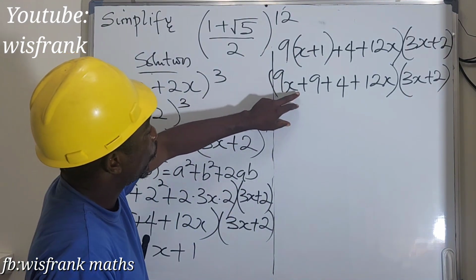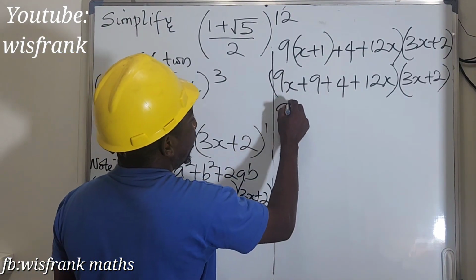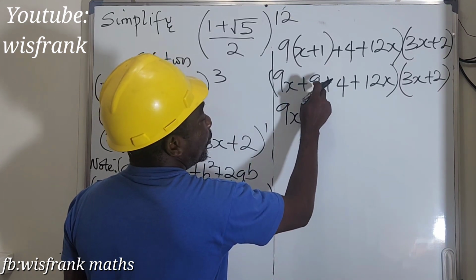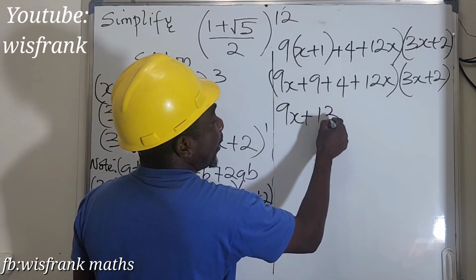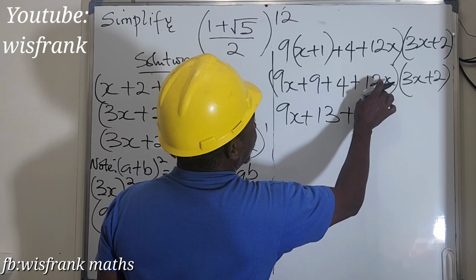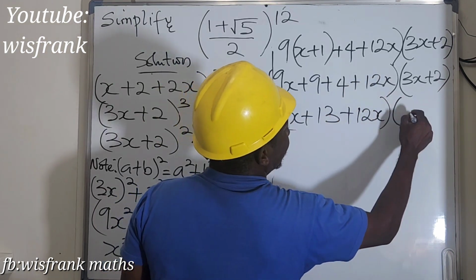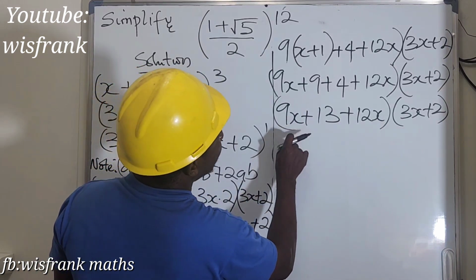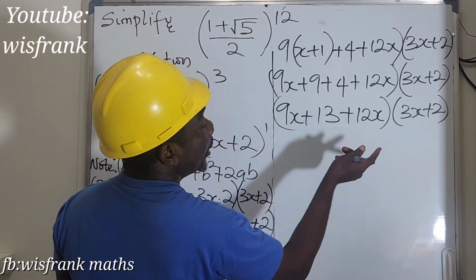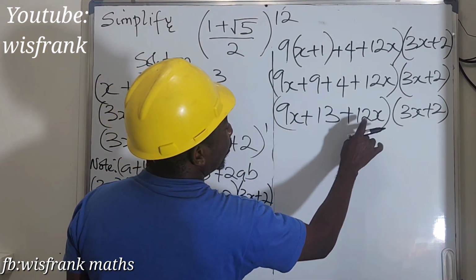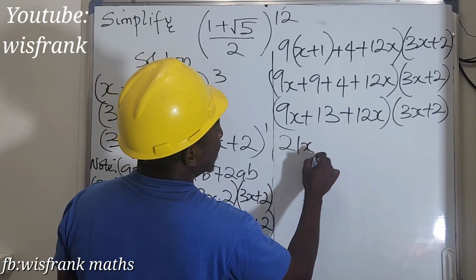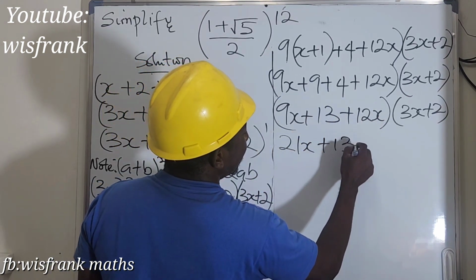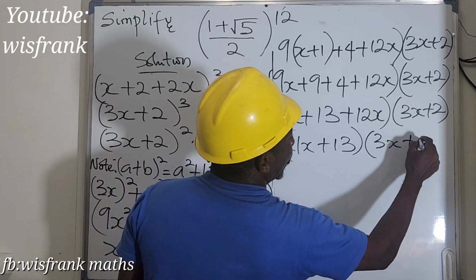So the next step, we will add this. This will become 9x plus, when we have 9 plus 4 is 13, plus 12x. Then we have 3x plus 2. So here is the same thing, we can add this by collecting like terms. 9 plus 12 is 21x, then plus 13. So we have 3x plus 2.